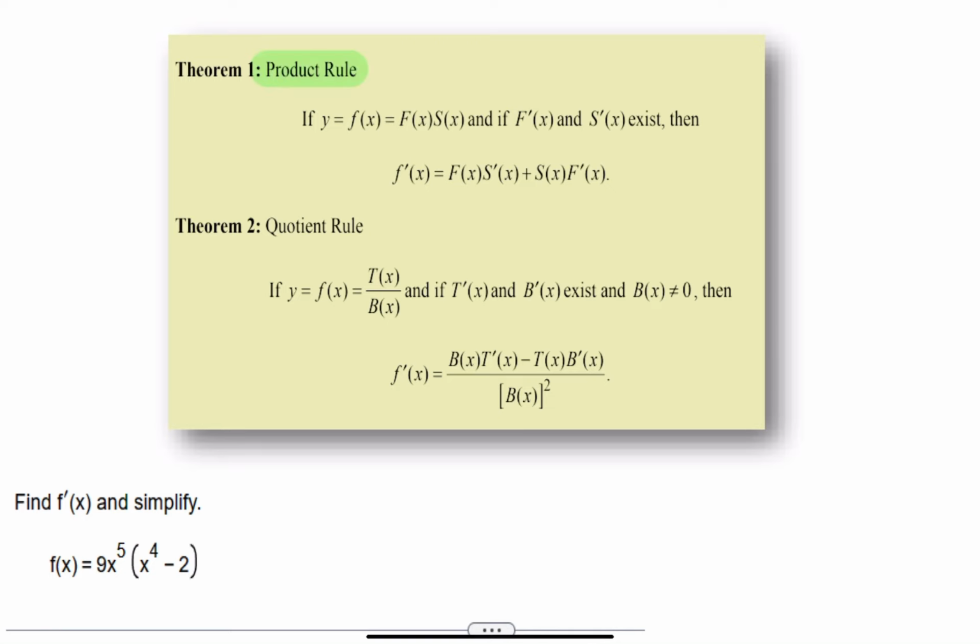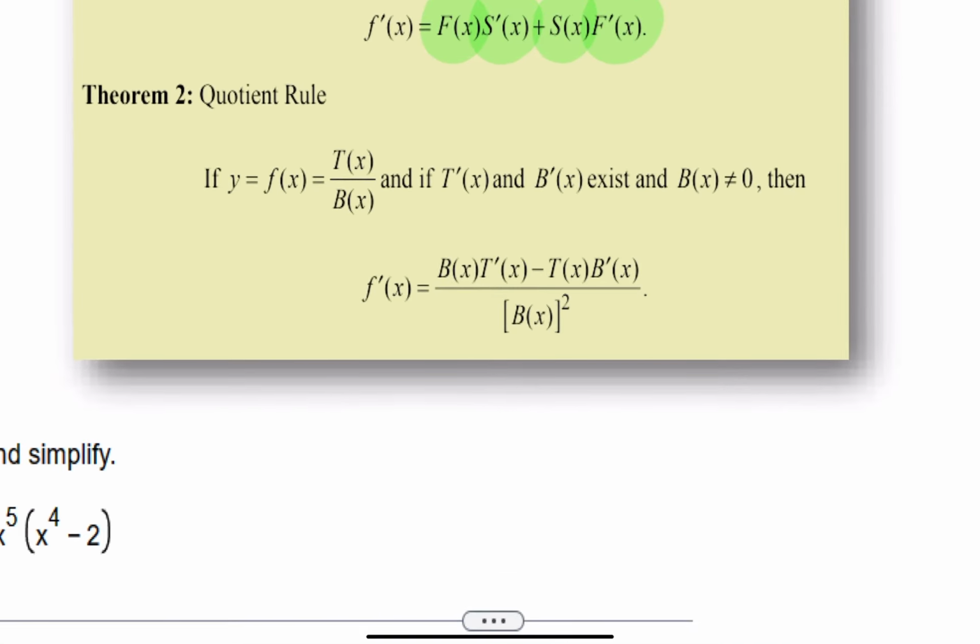So the product rule is: if you have a function f of x times s of x, the derivative of that function is going to be the first function times the derivative of the second function plus the second function times the derivative of the first function. And the quotient rule is: if you have two functions, t of x over b of x, the derivative of this whole function is going to be b of x squared on the bottom, and on top, b of x times the derivative of the first function minus the first function times the derivative of the denominator.